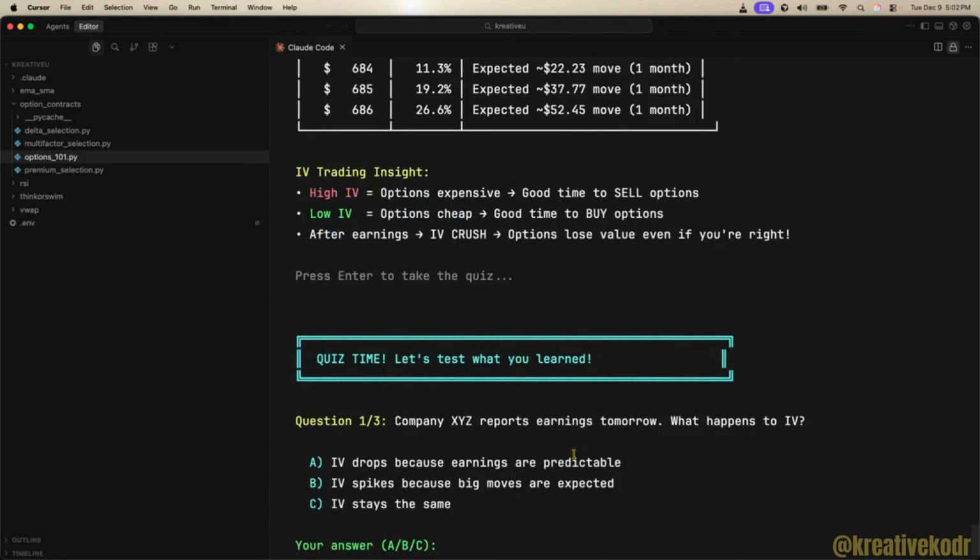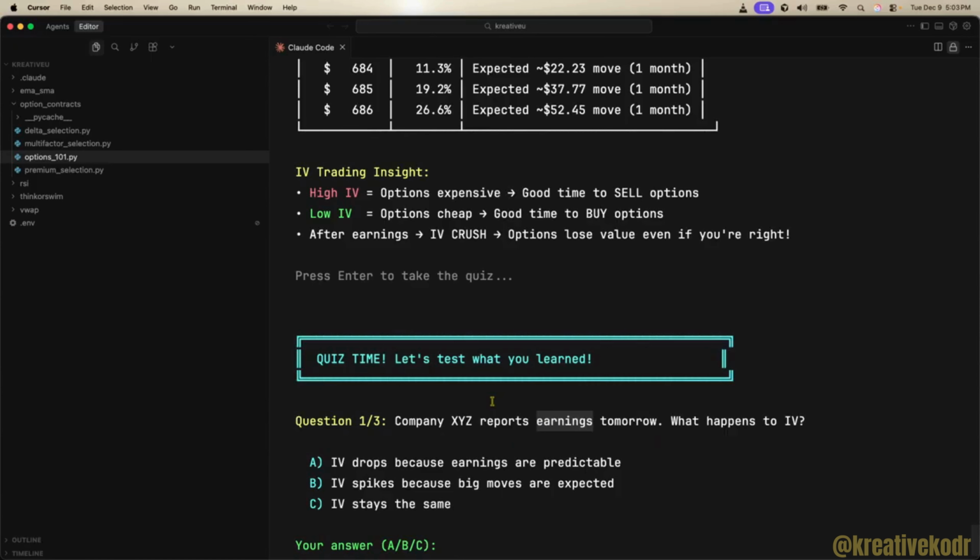All right, company XYZ is reporting earnings tomorrow. What happens to their IV? IV drops because earnings are predictable, IV spikes because big news is expected, or IV stays the same. A company reporting earnings is letting the overall market, the shareholders, or whoever is interested know how the company did that quarter. Did you make money? Did you lose money? How many products did you sell? How many employees do you have? So on and so forth. Earnings is very, very comprehensive. If earnings is coming out tomorrow, this is big news, so you're going to have IVs a little bit elevated.